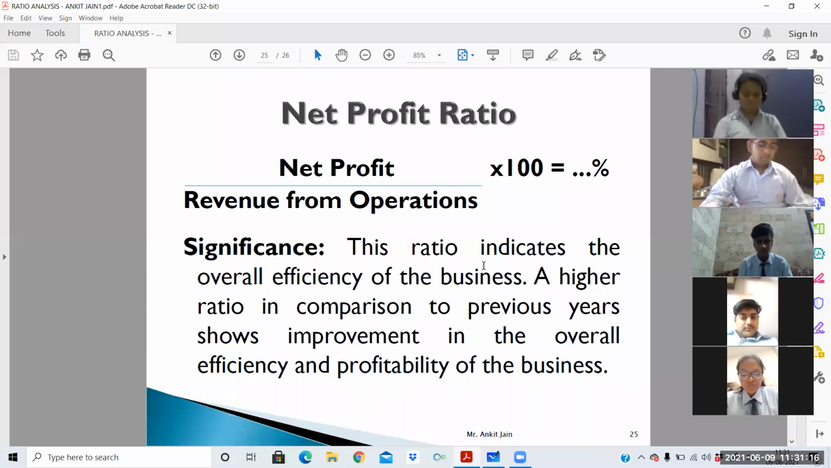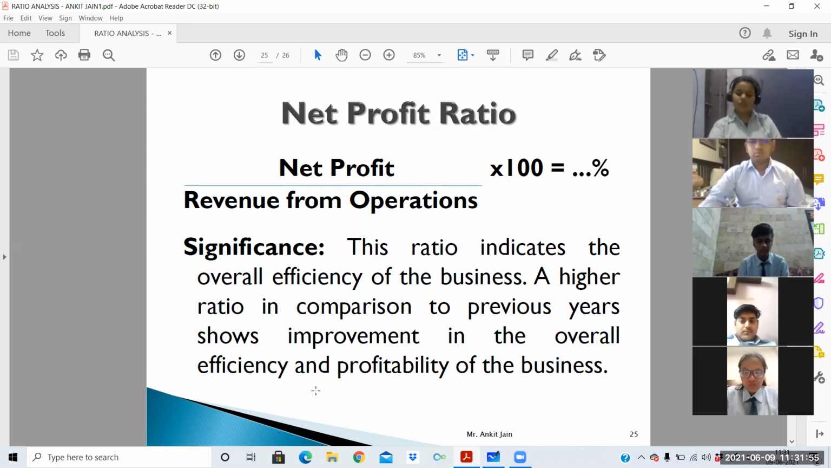Remember this thing that in profitability ratios, we are calculating 5 ratios. You all know. And all the 5 ratios show the overall efficiency of the business. Efficiency of the business means how efficiently the resources of the business are used. How efficiently the stock is converted into sales. How efficiently the debtors are converted into cash. Because if these resources are not used efficiently, then it may lead to losses. Clear? So a higher ratio in comparison to previous years shows improvement in the overall efficiency.